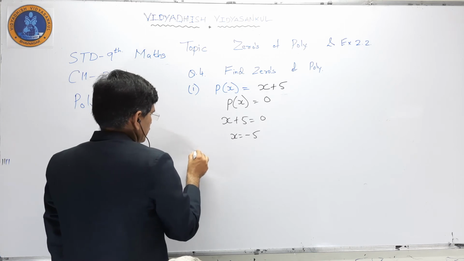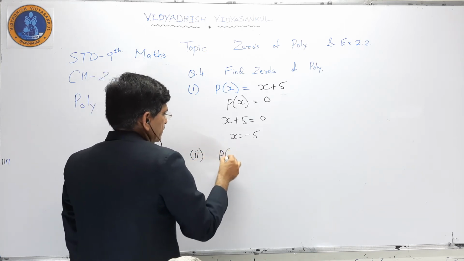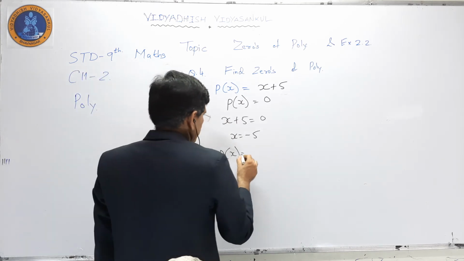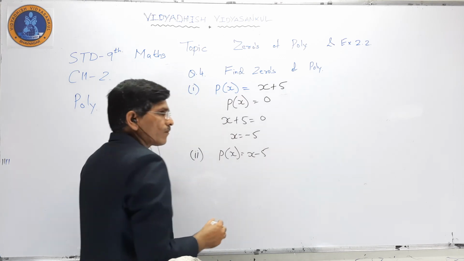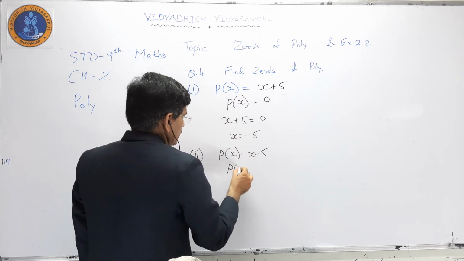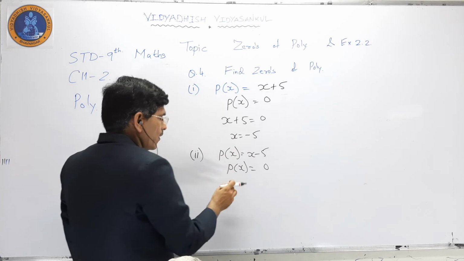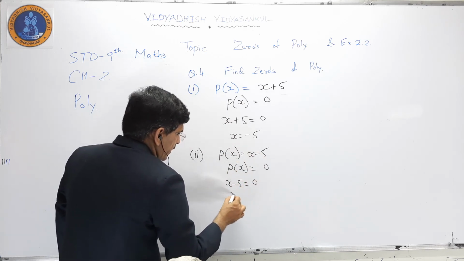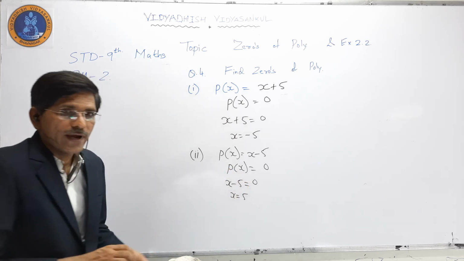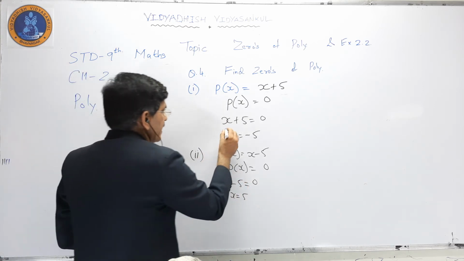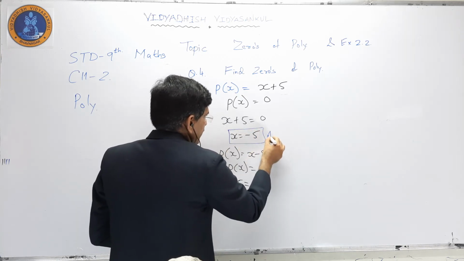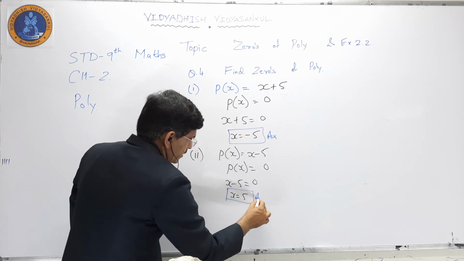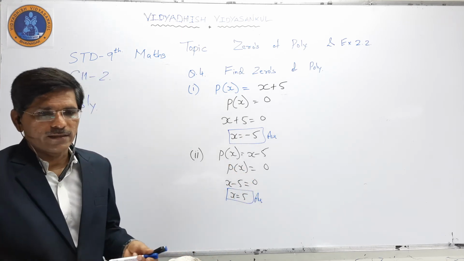Second, again p of x, that is given in the question, x minus 5. So again, first what do I have to write? P of x is 0. Now x minus 5 is equal to 0. Therefore x is equal to 5. When you get the answer, highlight it with a square and write it there. That is good. Use some color coding, make it like that.